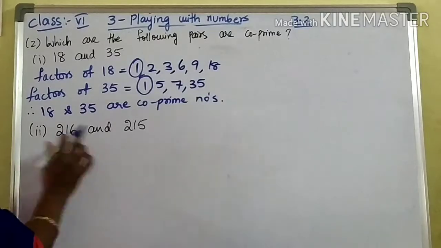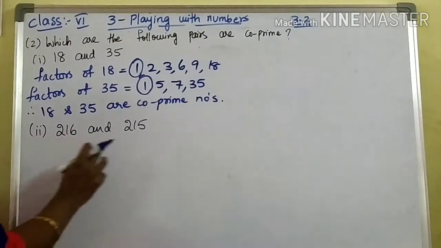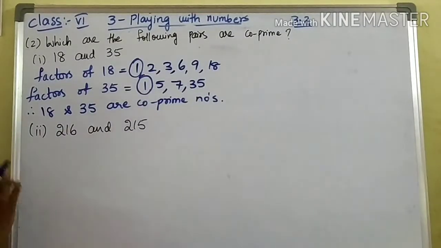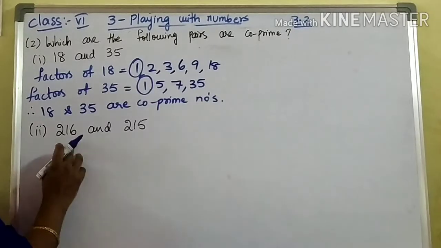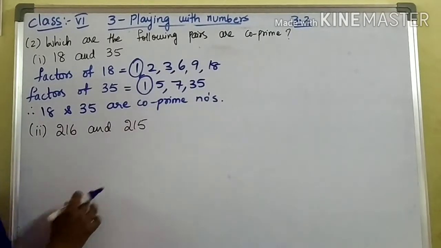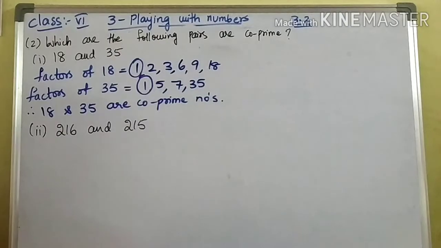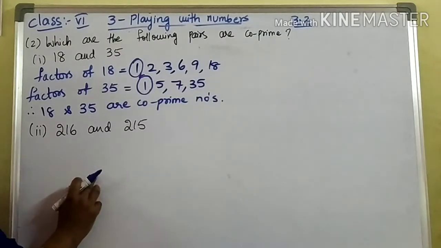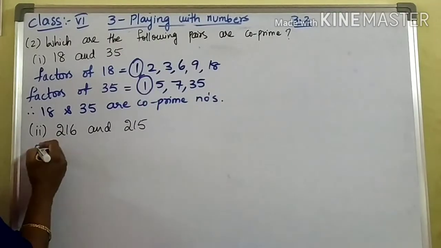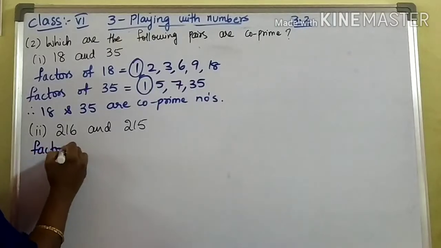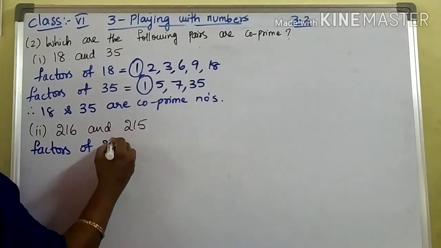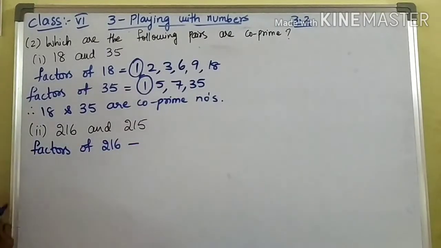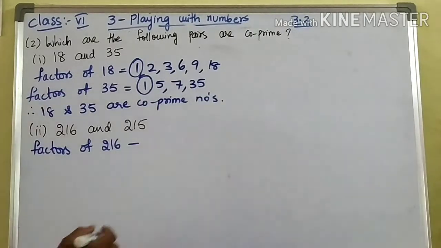Now coming to the second one, 216 and 215. If you observe, they are two consecutive numbers, 215 and 216. And you know, two consecutive numbers are always co-prime numbers. You can write directly that they are co-prime numbers, or you can solve. Okay, let's find the factors. So many factors will come for 216. I am writing here factors of 216.